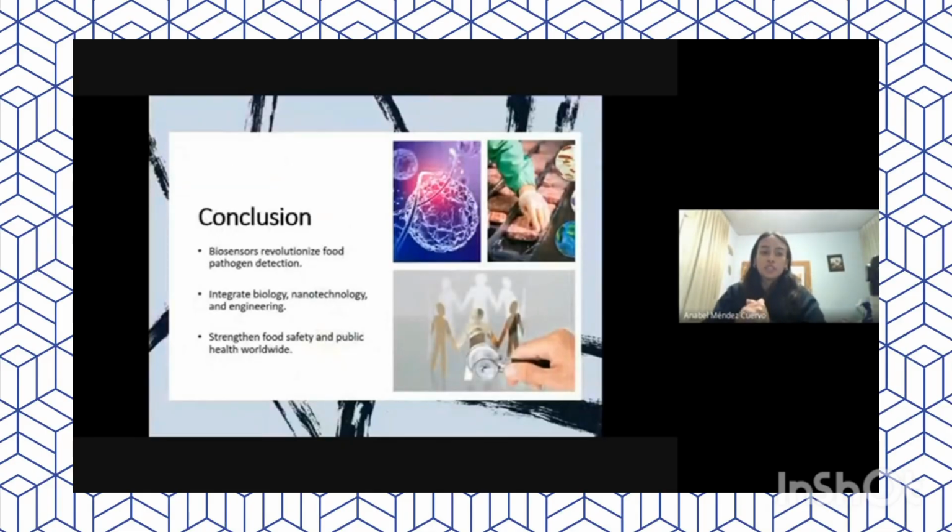And for the conclusion, biosensors are transforming the detection of pathogens in food. They address the limitations of traditional methods by providing fast, sensitive, and portable solutions. By integrating biology, nanotechnology, and engineering, biosensors significantly improve food safety and protect public health worldwide.